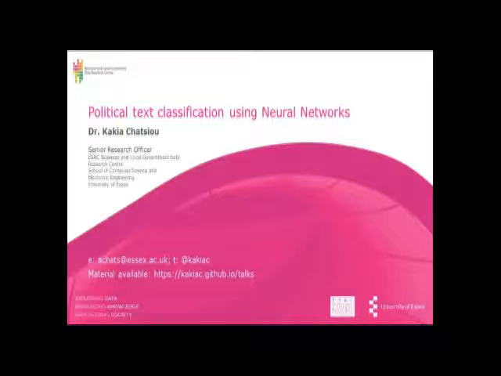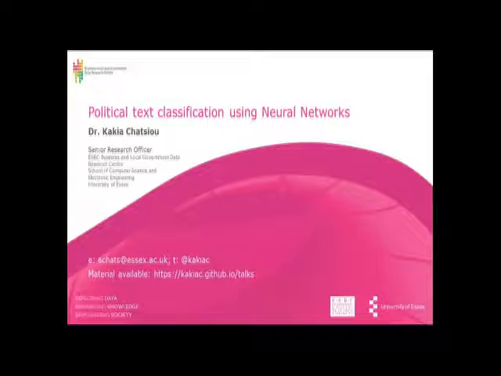Right. It's lovely to be amongst everybody's company and to have the opportunity to present some of my recent work that is trying to bring together some of the technologies used in computer science and engineering, such as deep learning and neural networks, but using them for social science.